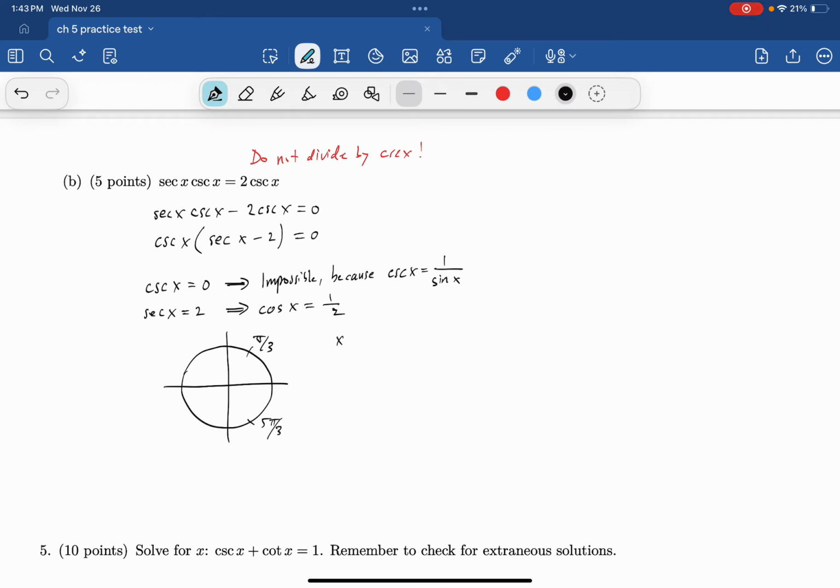And so our solutions are x equals pi over 3 plus 2 pi n and 5 pi over 3 plus 2 pi n.